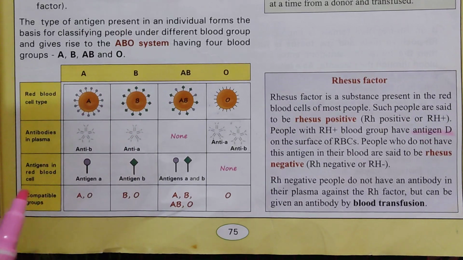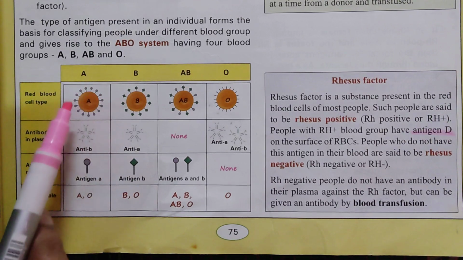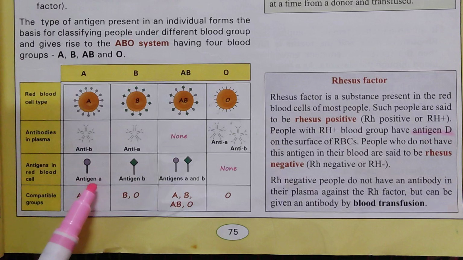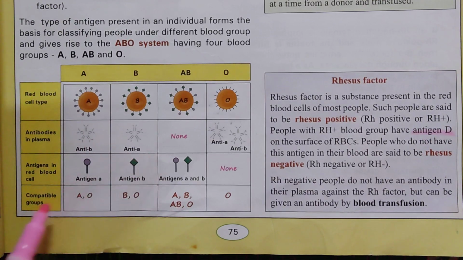Got it? Next, what is there? Antigen and red blood cell. Now, as I told you, look, this is blood group A, which has antigen A. That's why there is a presence of antibody, which is anti-B. Got it? Now, compatible groups.